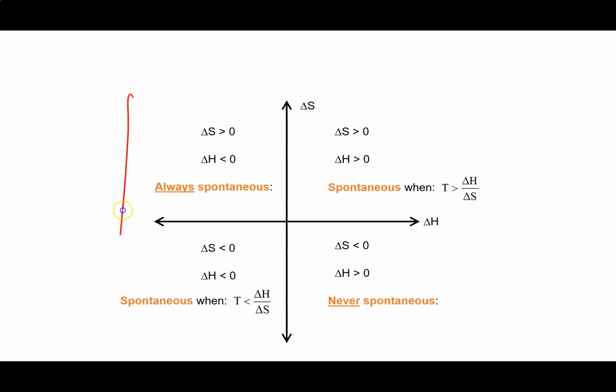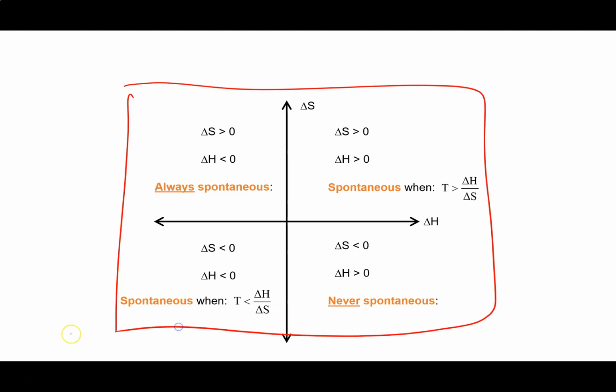Okay, so now we have the complete diagram here, and this is worth having open in one of your tabs when you're doing a test or the final. It describes the conditions under which a process will be spontaneous. To judge spontaneity, you need to consider the enthalpy, the entropy, and the temperature of your system: delta H, delta S, and T.